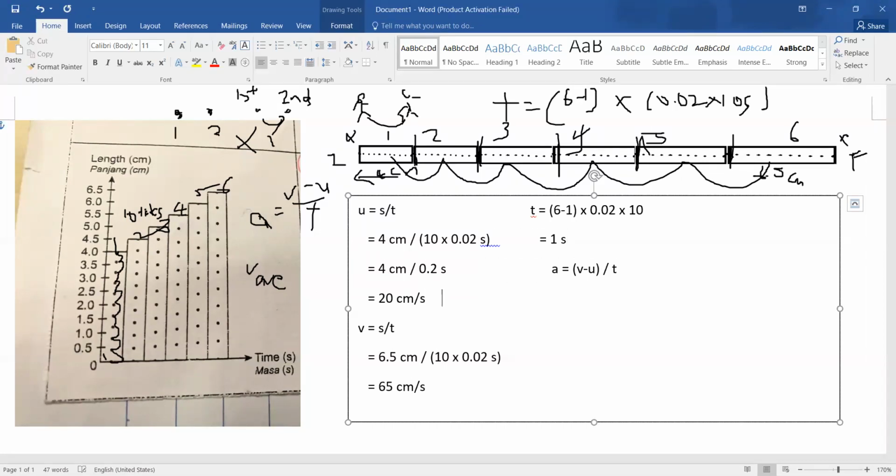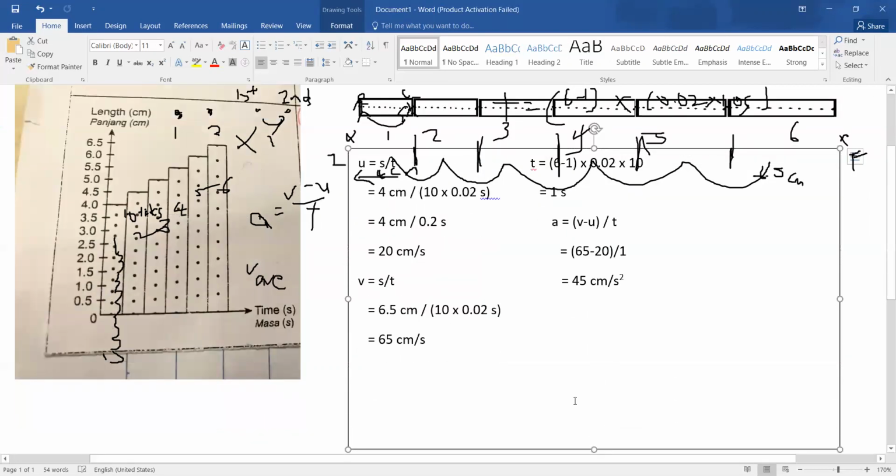And then you get the answer by substituting all the values. 65 minus 20, divided by 1. You get the answer 45 cm per second squared. All right, this is how you find acceleration. Okay, clear? Remember the unit must be cm per second squared or meter per second squared. You don't have to change to meter per second squared, because the question doesn't ask you to do so.